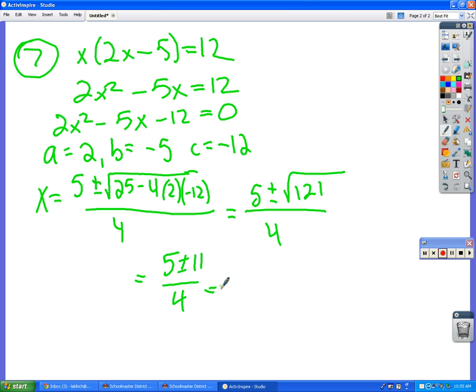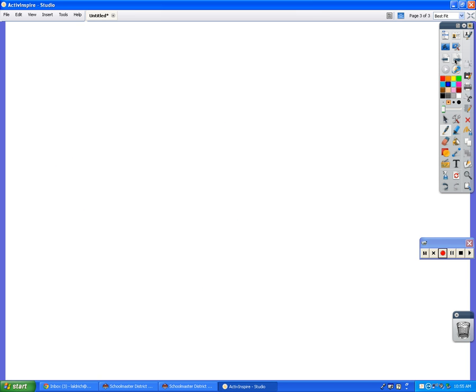So now I have my 2 different ways that I can go with this. What is 5 plus 11 divided by 4? 16 divided by 4, which is 4. And then 5 minus 11 is negative 6 over 4 reduces to negative 3 halves. So those are my 2 answers there. Okay? Okay, so hopefully those help. We've done this quite a few times now, so you should be able to get this on your own. Okay?